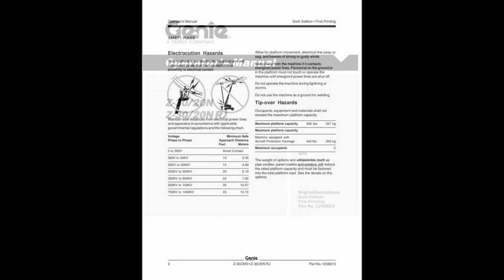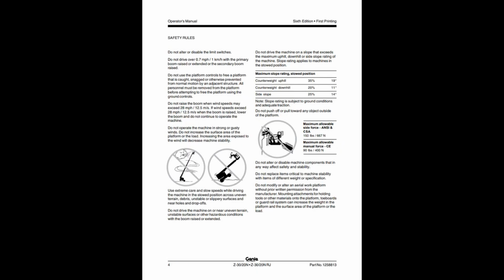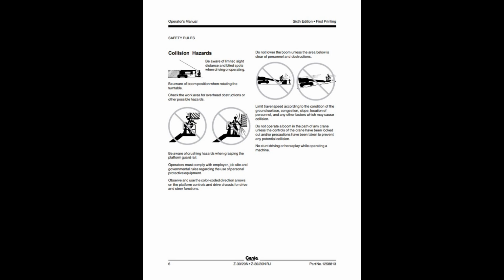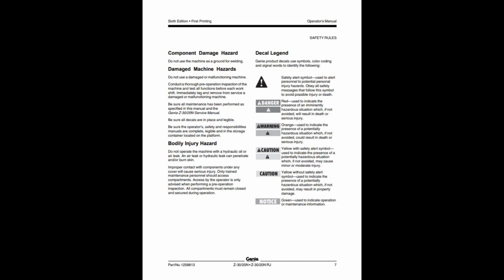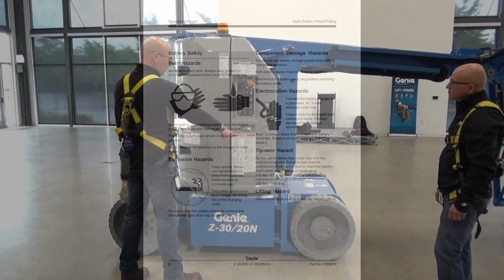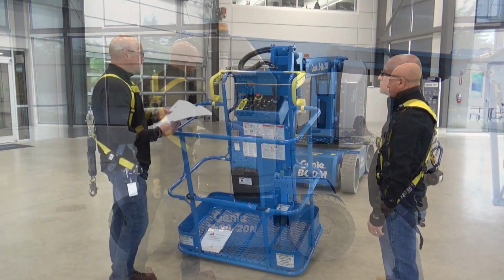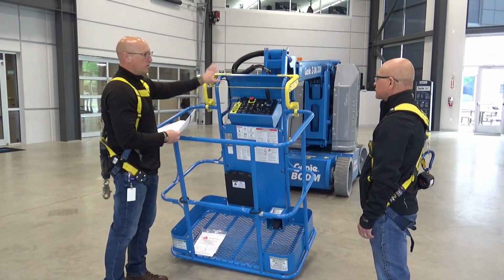Genie provides specific warnings and instructions in the operator's manual. The operator's manual details many of the potential hazards that may exist when operating the machine, as well as instructions on how to avoid or eliminate those identified hazards. The hazards identified in the manual include electrocution hazards and tip-over hazards, fall hazards, collision hazards, component damage hazards, damaged machine hazards and bodily injury hazards, and burn hazards and explosion hazards. Many of these hazards are also identified on safety signs or decals on the machine. The safety signs are usually located in the area where the hazard exists.